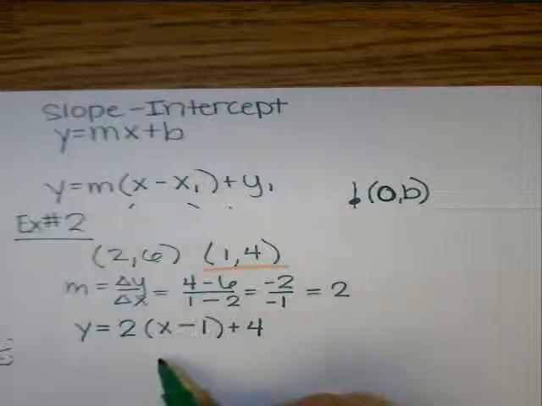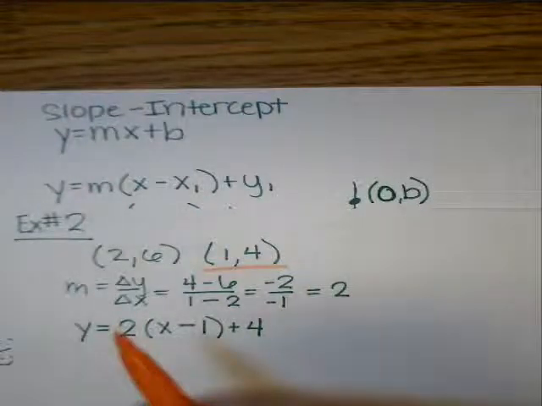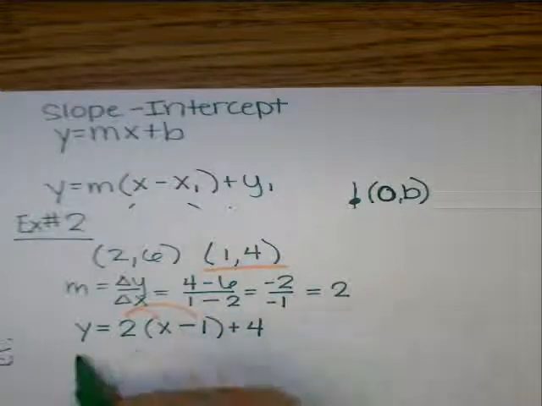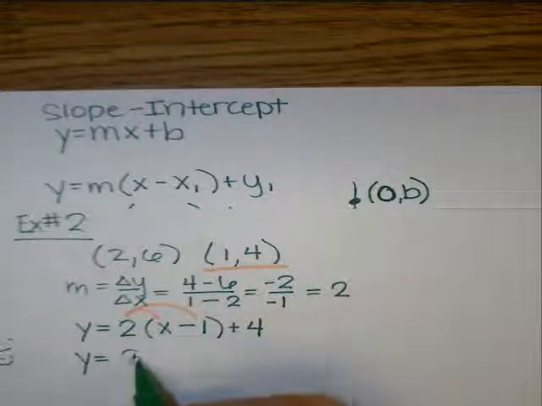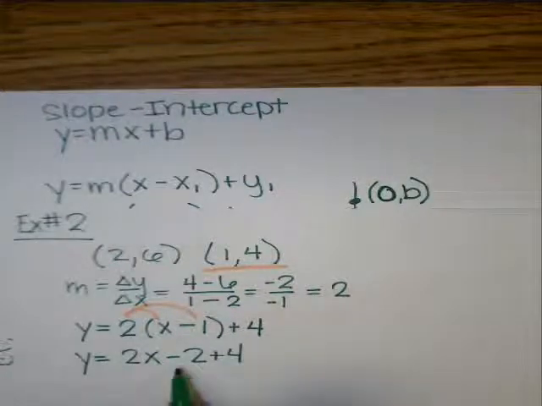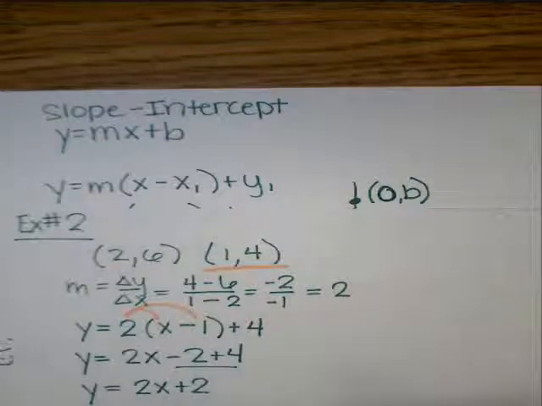Now at this point you can go ahead and distribute your 2. What we're going to do is simplify this, and you're going to see that you'll end up in the slope-intercept form. Combine your like terms. Notice this is my y equals mx plus b. My slope right here is 2. The b is also 2. So I know the point (0, 2) is on this graph.